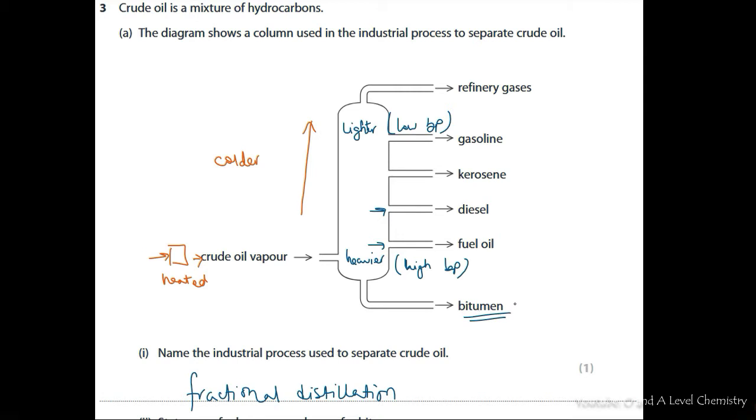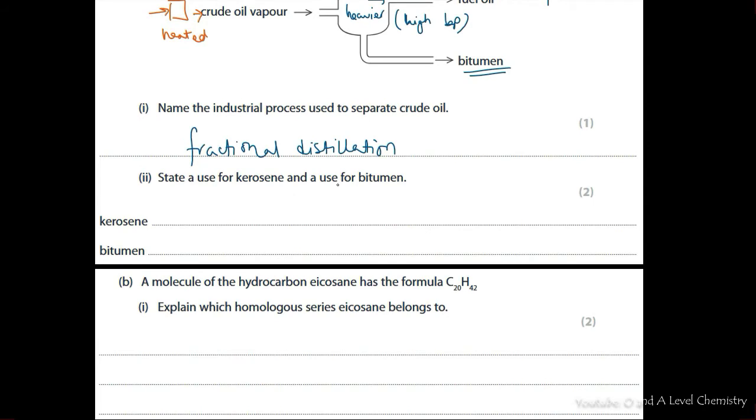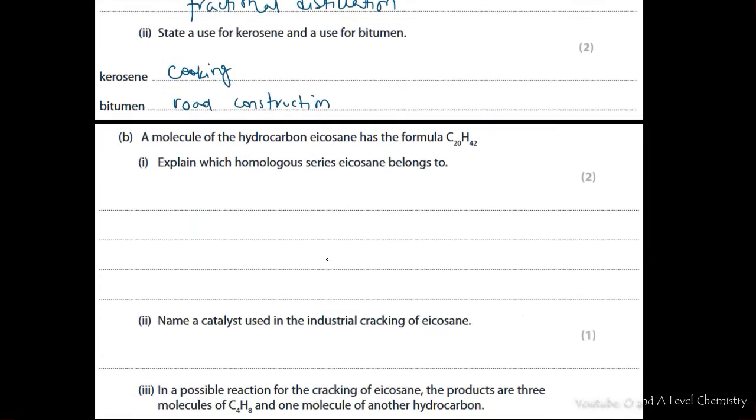Bitumen is very heavy. You use it to construct roads and stuff, and as you go up, these are lighter compounds. So just keep that in mind. That's what you have to take from it. So the use of kerosene and a use for bitumen. Kerosene is mostly used as jet fuel, and also you can use it for cooking and stuff. These are the common ones. And bitumen for road construction. So you should know these by now.